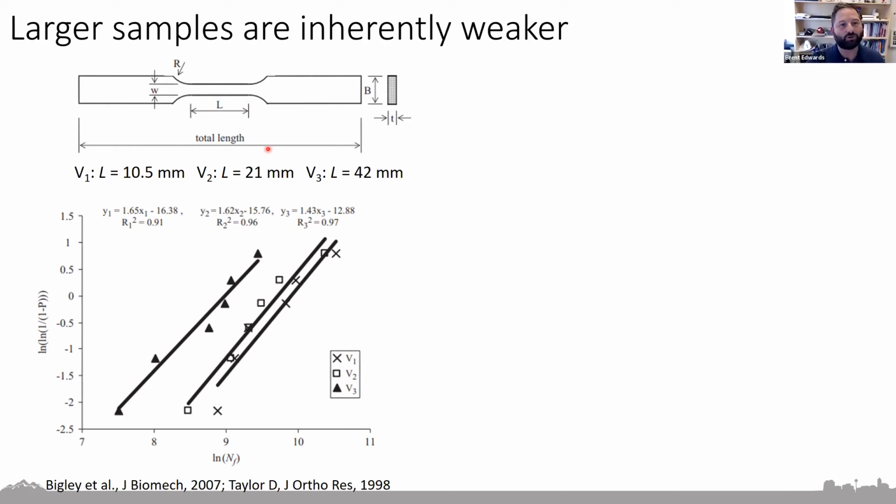They loaded these samples at a fixed stress level, so the stress is the same, independent of total length. Looking at the number of cycles to failure, you're looking at a linear Weibull plot, with log probability of failure on the Y and log number of cycles to failure on the X. Just note that moving from left to right, our samples are failing later. They have a higher fatigue life.